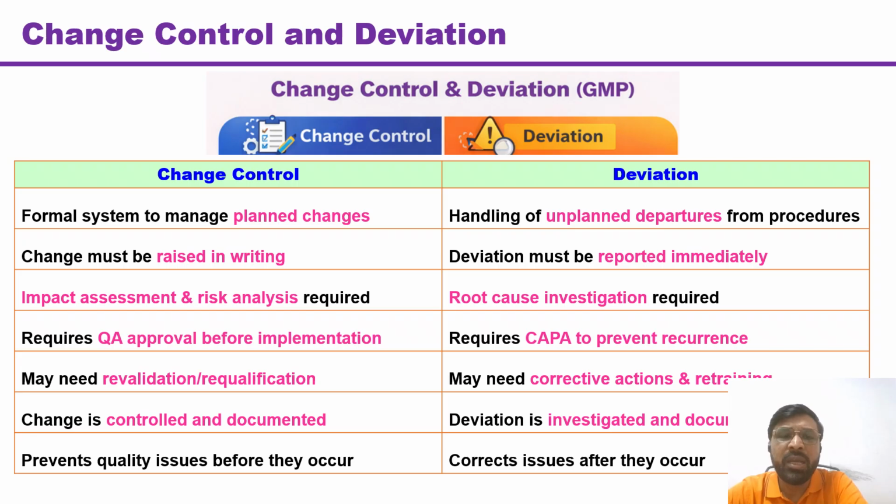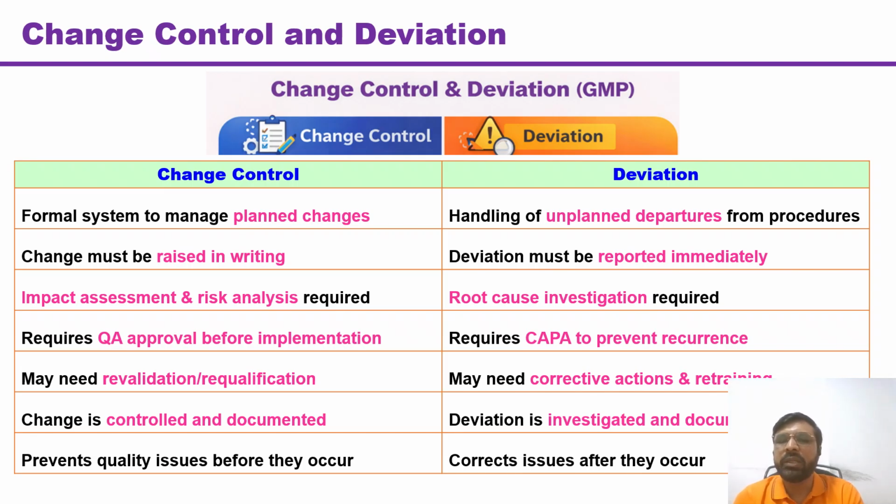Now we'll see the change control and deviation. Change control: a formal system to manage planned changes. Change must be raised in writing. Impact assessment or risk analysis should be performed before initiating any change. QA should approve all the implementation. Then after that we should revalidate or requalify if the changes are related to equipment, system, or processes, and it should prevent quality issues before they occur.